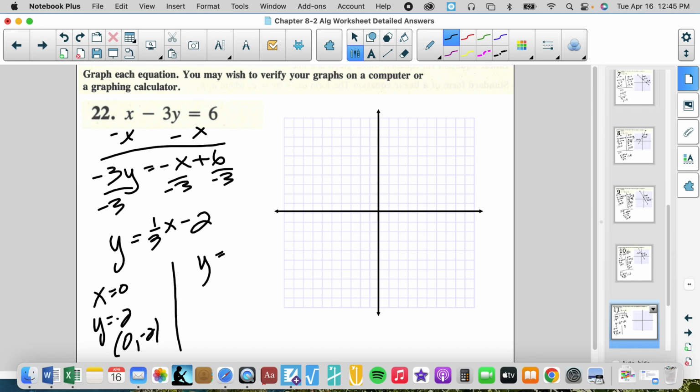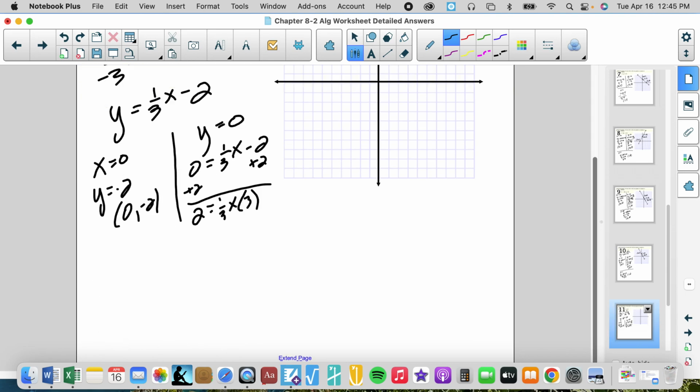When I plug in 0 for y, that's going to give me 0 equals 1/3 x minus 2. We're going to add 2. 2 equals 1/3 x. Multiply both sides by 3. The inverse of multiplying by 1/3 is multiplying by 3. 6 equals x. So we get 6, 0.